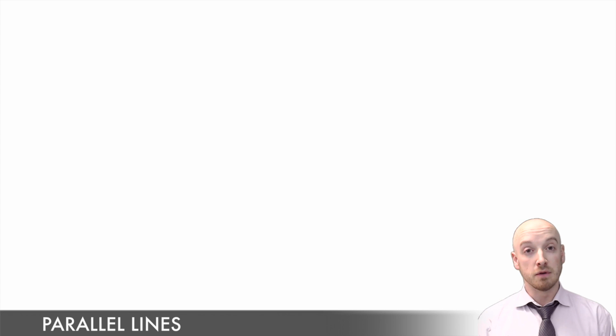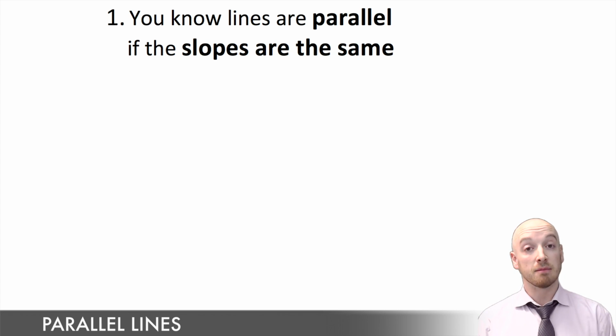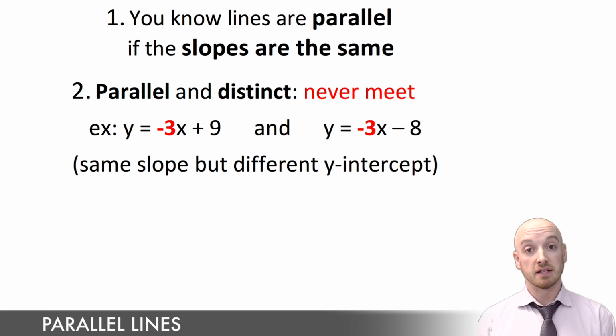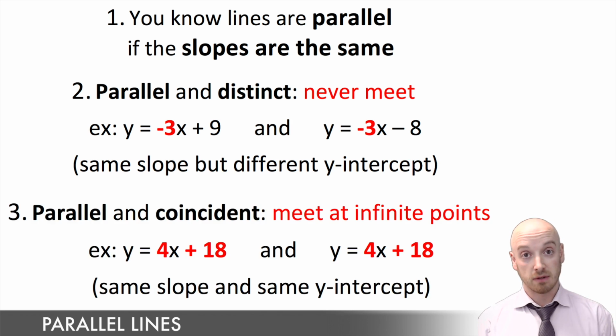Try and remember those few key points. And they were, parallel lines have the exact same slope. Parallel lines never touch, unless, of course, they have the same y-intercept, in which case they always touch. And specifically, in case you see those words on a final exam, parallel and distinct means yes, they're parallel, same slope, but a different y-intercept, meaning they don't cross. And then parallel and coincident, meaning parallel and the same y-intercept. Two lines, one right on top of the other.